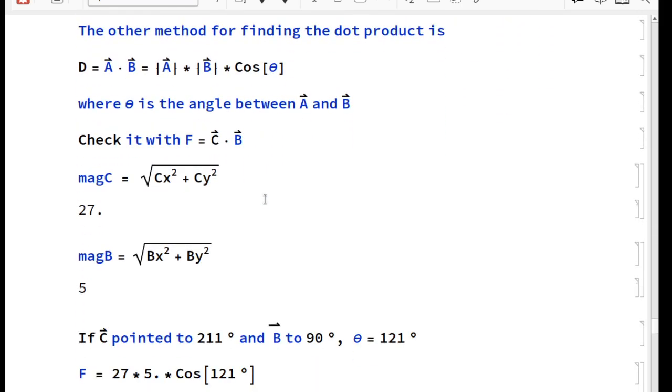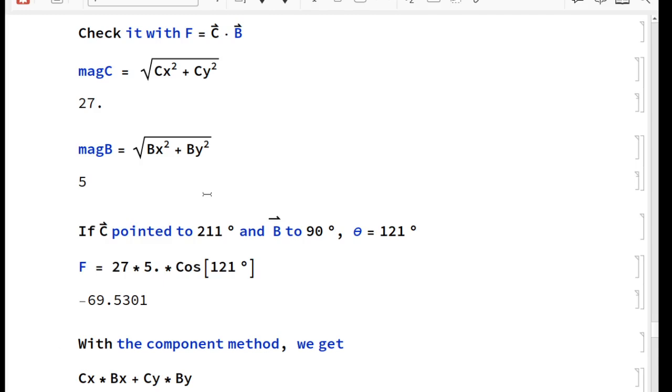The other way we can do this is you get the dot product by taking the magnitudes of the 2 vectors and multiplying by the cosine of the angle between them. So we can do F is C dot B. We know the magnitude of C because we found CX and CY. We find the magnitude of C, which is CX squared plus CY squared. Add them together, take the square root, and get 27. The magnitude of B is BX squared plus BY squared. Take the square root after we add them and get 5.